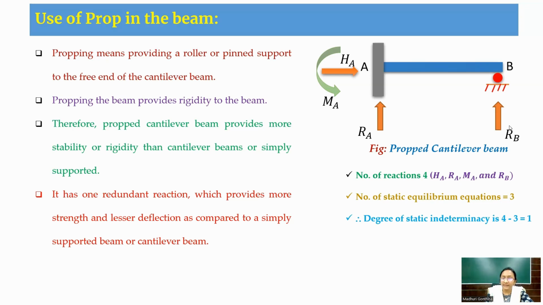Due to this redundant reaction, it is going to provide more strength and less deflection when we compare with the simply supported and cantilever beam. Therefore, it increases the stability of the structure by inducing this redundant reaction. So this is the usage of prop in the proper cantilever beam.